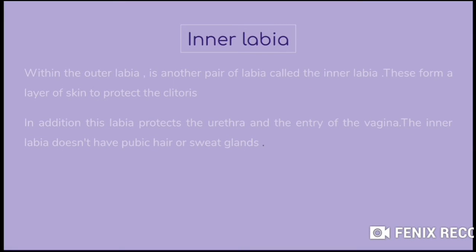The inner labia. Within the outer labia is another pair called the inner labia. This forms a layer of skin to protect the clitoris. In addition, these labia protect the urethra and the entry of the vagina. The inner labia don't have pubic hair or sweat glands.